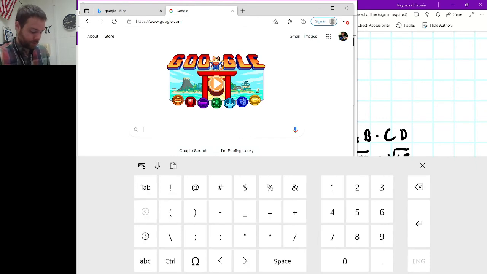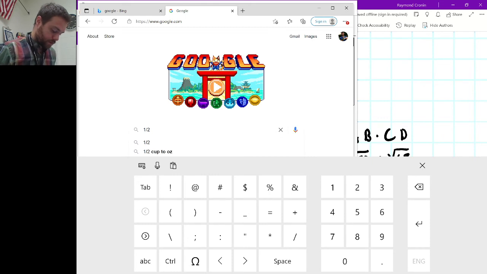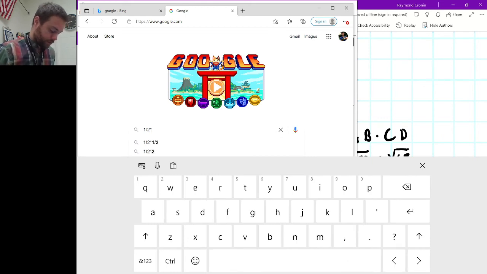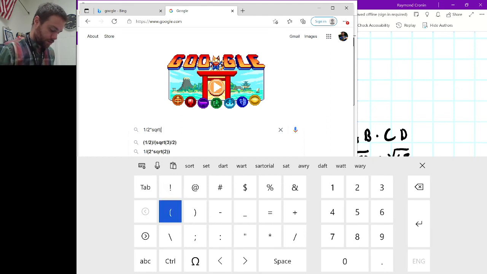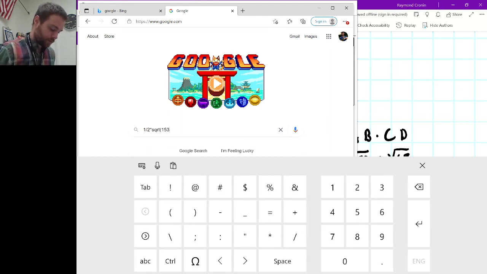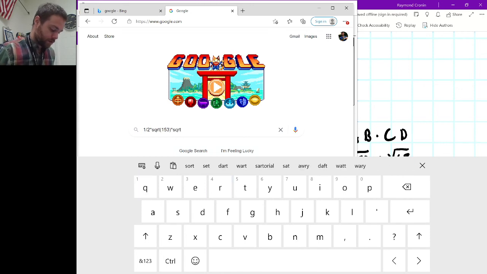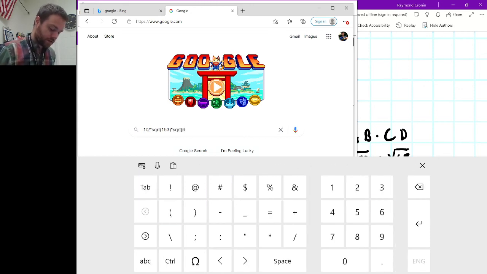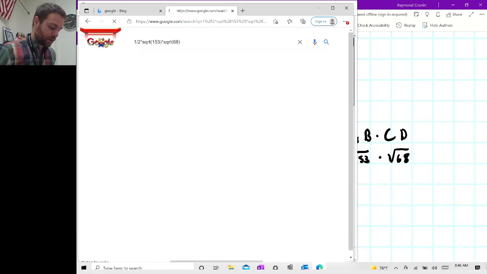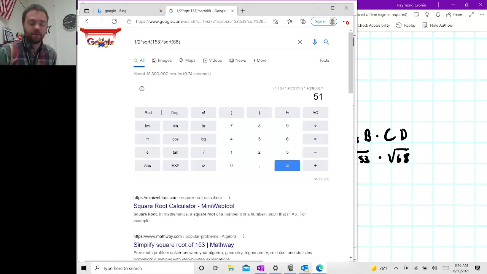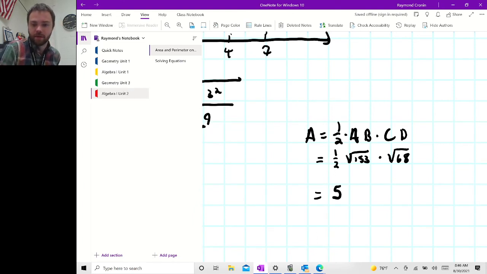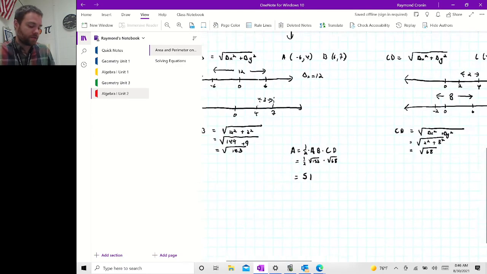It's going to be 1/2 times the square root of 153 times the square root of 68. If I'm lucky, it'll come out nice, and it didn't. It's 51. So that is equal to 51. And I'm done. That is all I was supposed to do for that one.